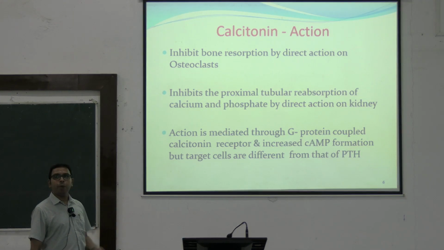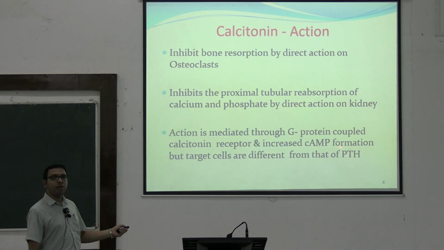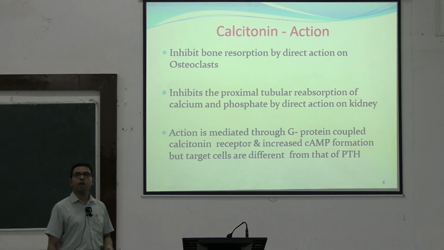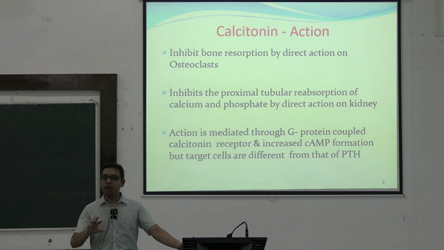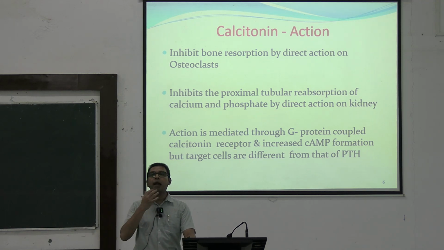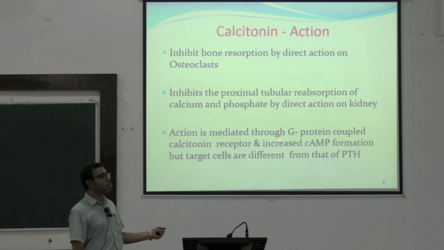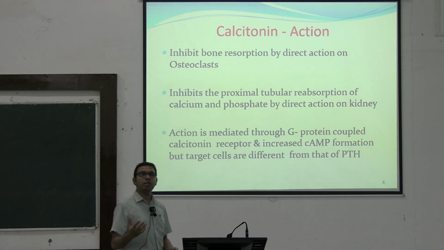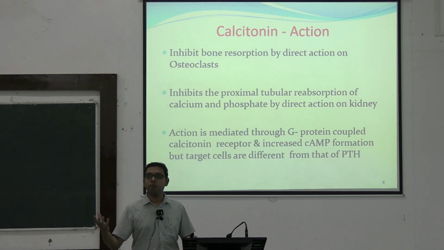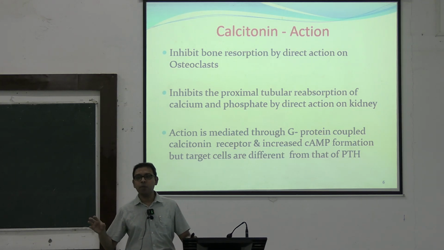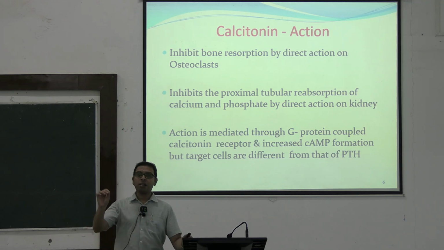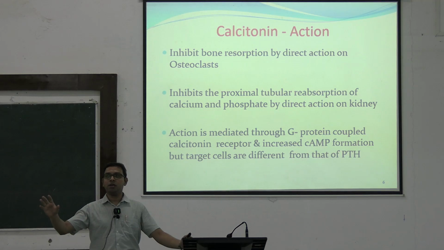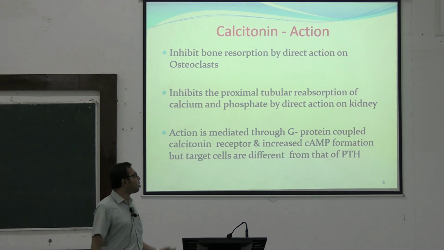The action is mediated through a G-protein-coupled receptor and increased cAMP formation, but the target cells are different from those of the parathyroid hormone. The actions are just opposite to the parathyroid hormone, but the targets are different. Parathyroid hormone acts on the parathyroid receptors, but calcitonin acts on separate receptors. So you can say this is a type of physiological antagonism. You have read about the different types of antagonism. The physiological actions are opposite to one another, but the mechanisms by which they are mediated are different in parathyroid hormone and calcitonin.